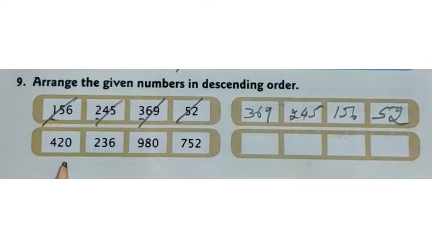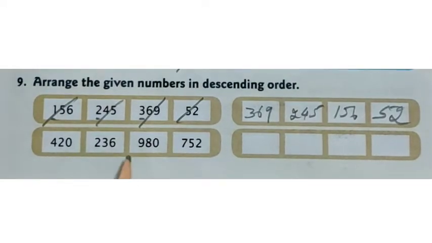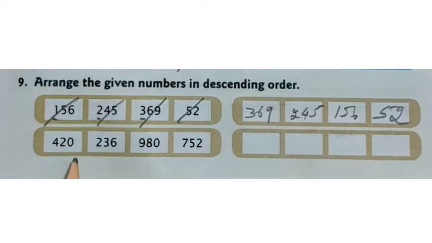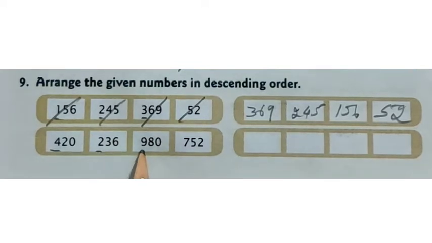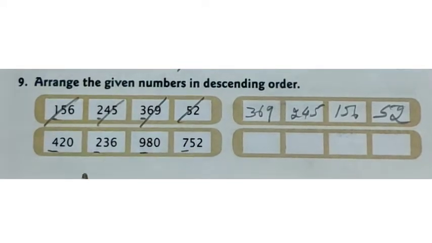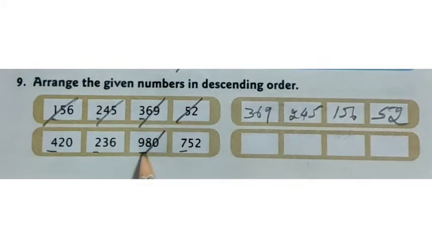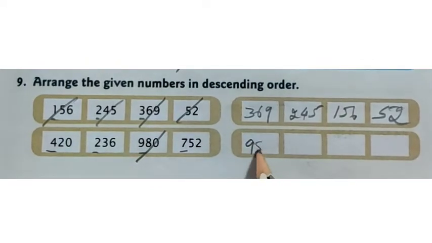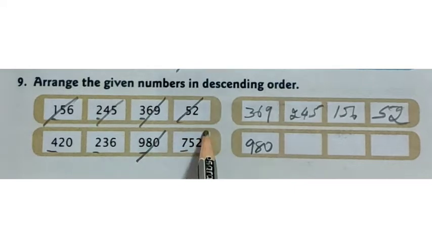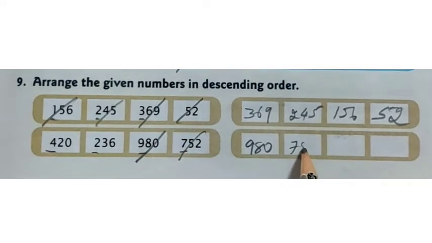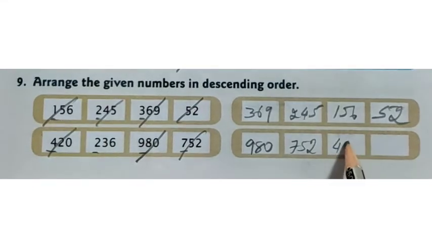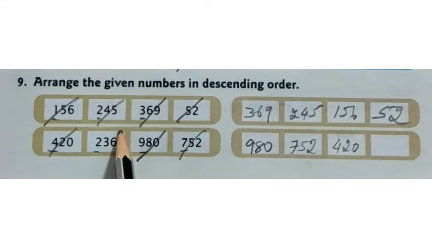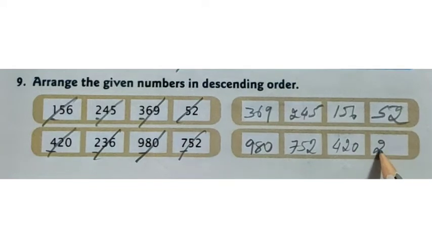Now let's move to the next question. Here 4 numbers are given, arrange in descending order. Now here compare the hundreds place. Here it is 4, next is 2, 9 and 7. Now which digit is big? 9 is big, so 980 comes first. Next, 7 is big, so 752. Next one, 4 is big, so 420. Last one is 236.